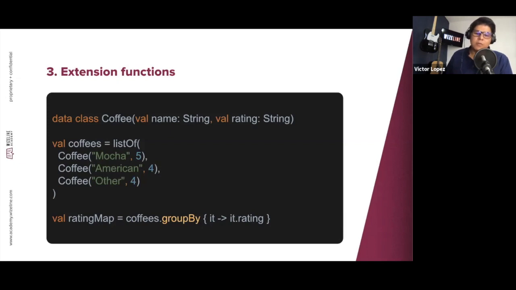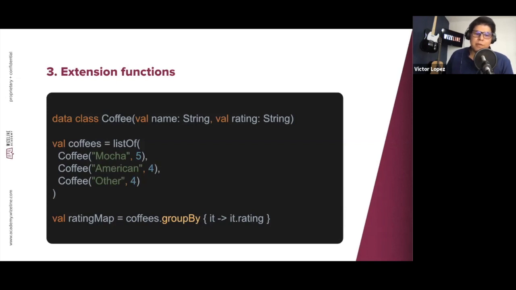So as you can see, again, we have the it, which is basically the value that we need to iterate over and check to create the map, right? In this case, we are checking for the rating. So this will create a map based on rating. As you can notice, there are three coffee classes. In one of them the rating is 5, and in two of them the rating is 4.